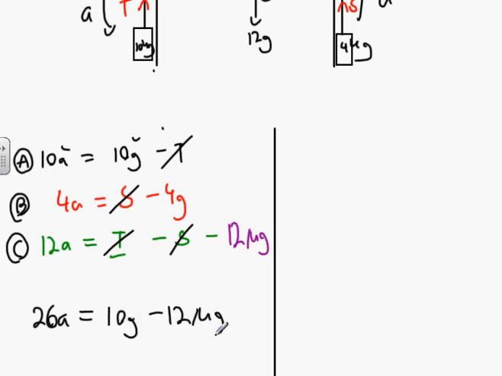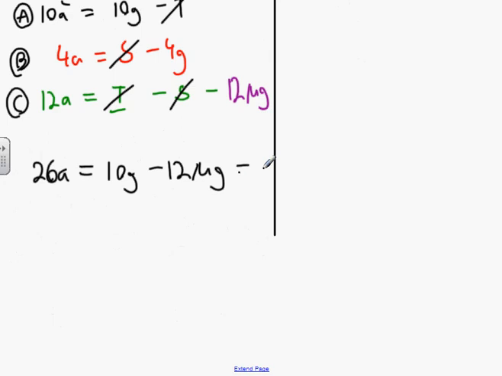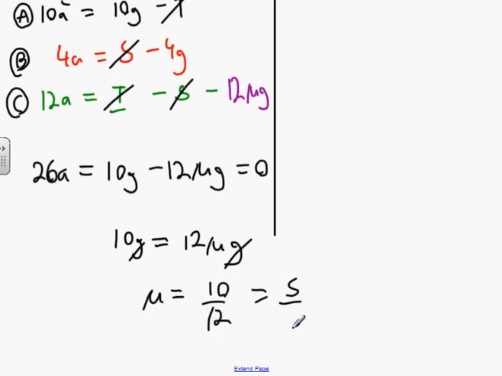Now what we've been told is that the acceleration equals 0. So if it doesn't move, this whole system has to equal 0. No net force. So then we're going to get 10g equals 12 mu g. Cancel the g's. Mu will equal 10 over 12, which is 5 over 6. Anybody get that? 5 over 6?